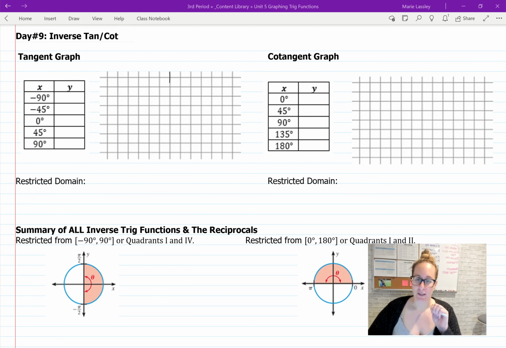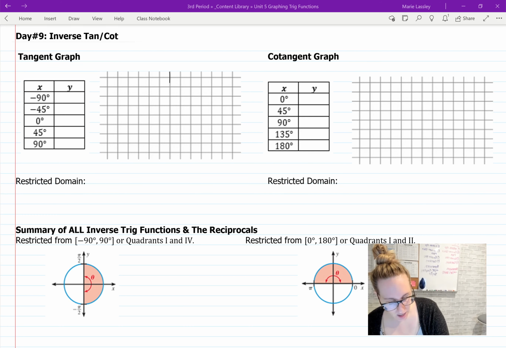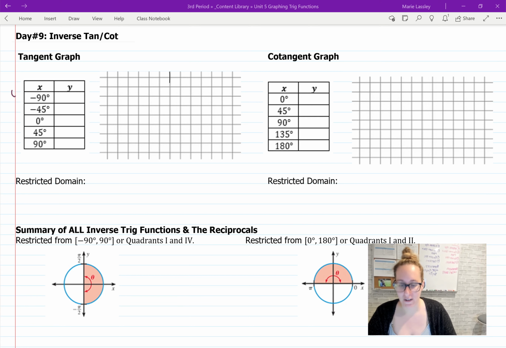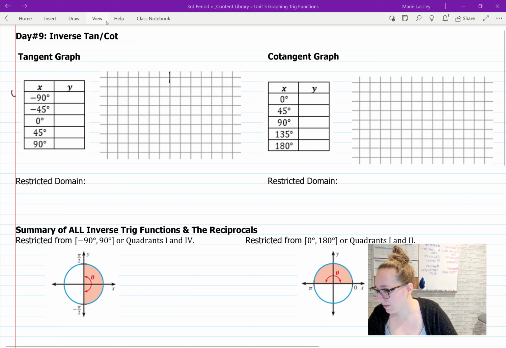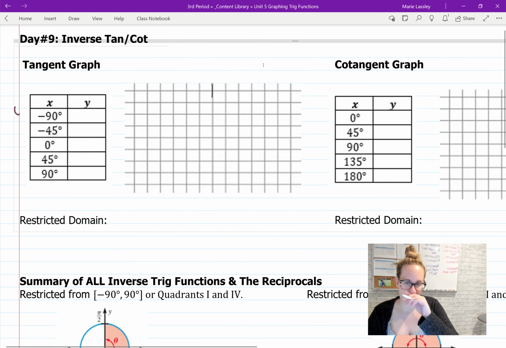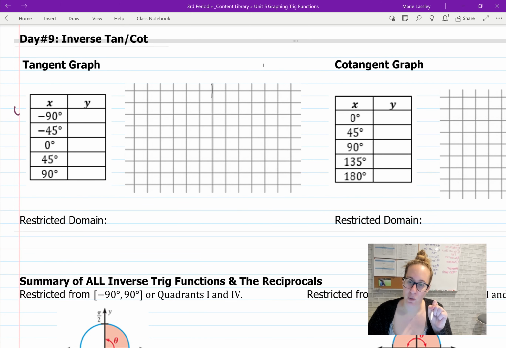So, like I was saying, we're going to start by filling in our table values for our tangent graph. So at -90, tangent. Just to look at our coordinates, let's also zoom in a little bit. View, zoom in, there we go. Now you can see a little bit better. At -90, which is the same as 270, our coordinates are 0, -1.